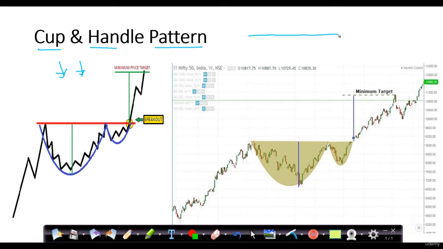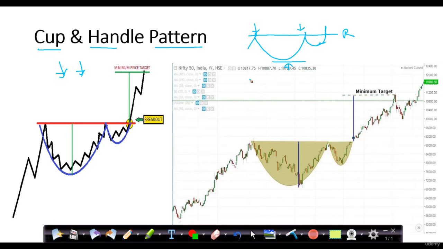See, suppose you have a resistance here. The first time the market touches this resistance, selling will happen. Then the market will move slowly and again touch the same resistance, but the second time again selling will happen and the market will drop for some time. But this time the market will not break the last swing, so it will create a higher low formation and move upside again. After moving upside, it will break this resistance, and this type of pattern is called a cup and handle.